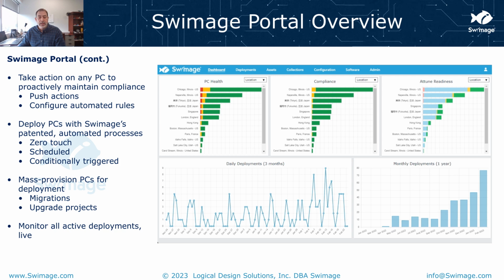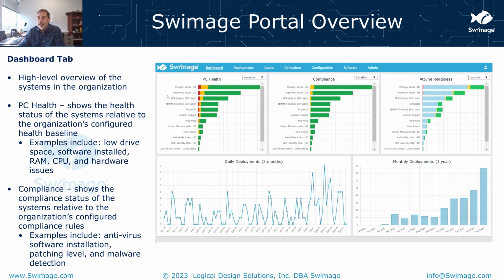Let's start by going into the dashboard where I've already securely logged in. The dashboard is the starting page for the portal, providing a high-level overview of the systems in your organization. The PC health graph shows the health status based on the configured items the organization has chosen to use as a baseline. This can include items like low drive space, software installed, or RAM, CPU, or hardware issues.